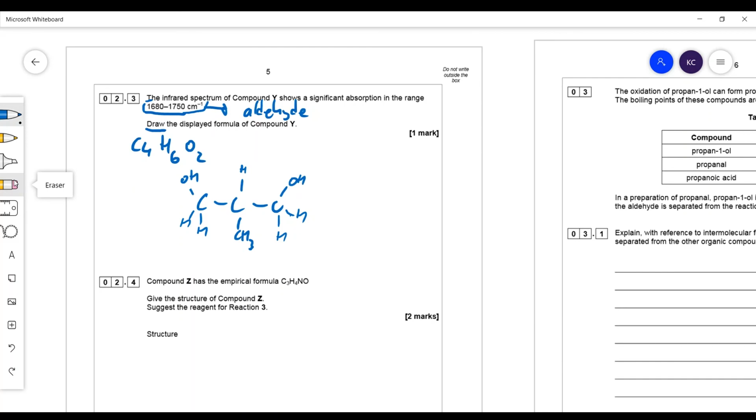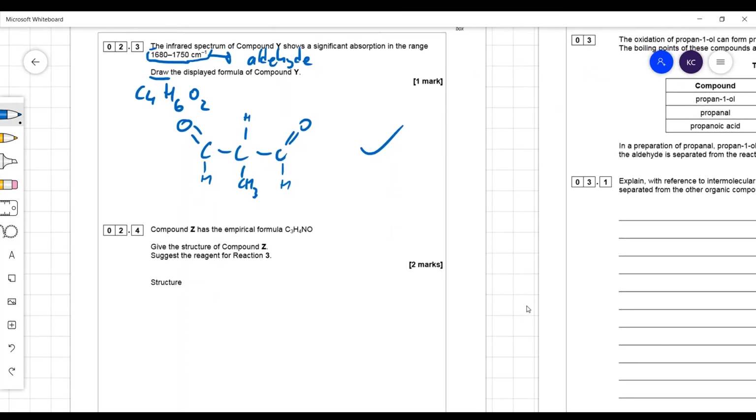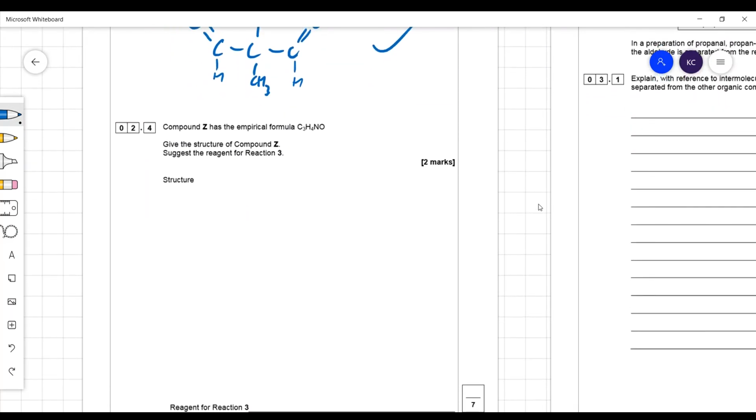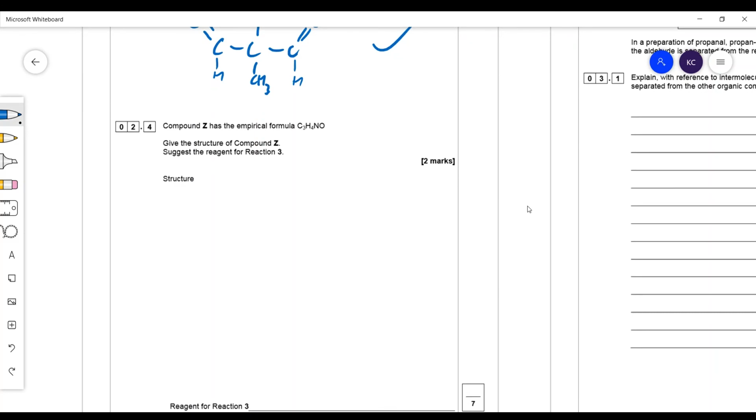And then you know that this is aldehyde, so we're just gonna change these to an aldehyde. And that's it for 1 mark. You just need to recognize aldehyde and then recognize that it is the oxygens at the end. Okay, and there's a compound Z has the empirical formula C3H4NO. And you're supposed to give the structure of compound Z.